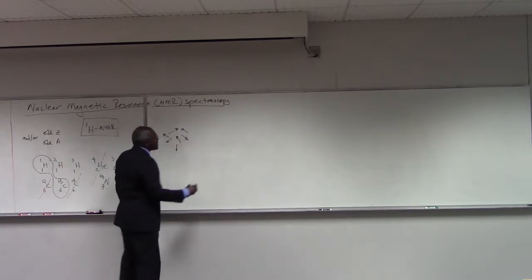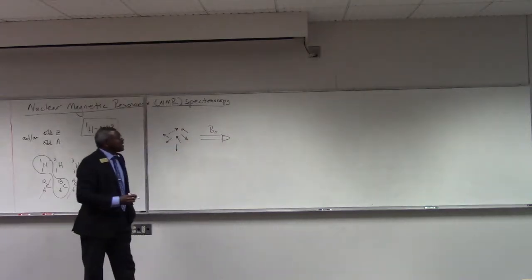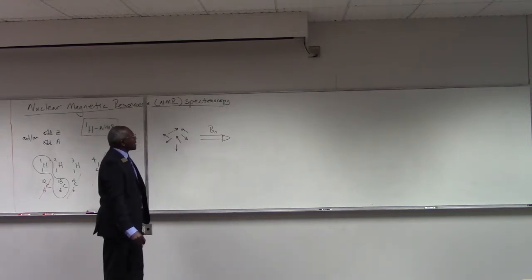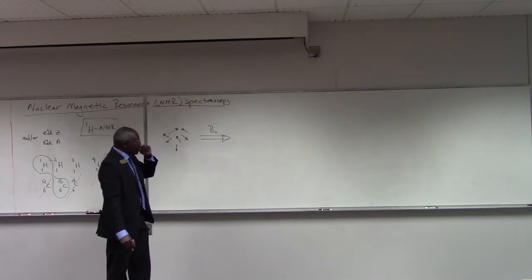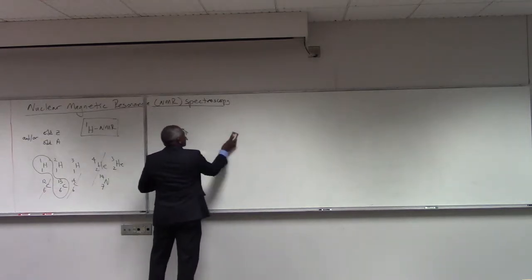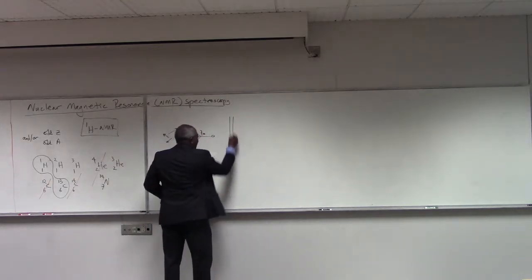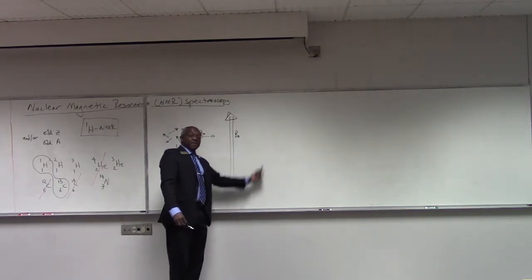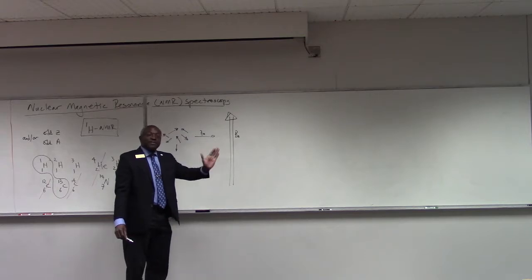But what happens is, if I apply a magnetic field, and for the moment, let's say the intensity of the applied field is B naught. If I apply a magnetic field to a sample of these magnetically active nuclei, they align themselves. I'm going to have B naught operate in, let's say, this direction. So my field, B naught, operates in this direction. I'm going to apply the field this way. What I find is that the nuclei align themselves relative to the field.